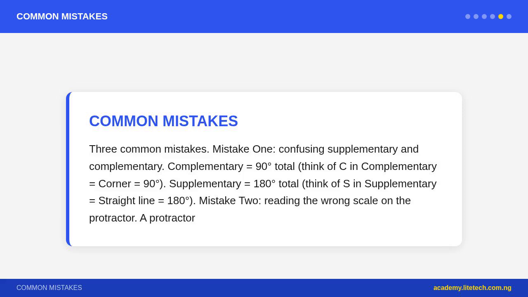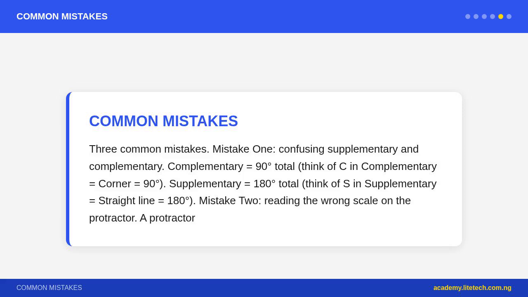Three common mistakes. Mistake 1: confusing supplementary and complementary. Complementary equals 90 degrees total. Think of C in complementary as corner, equals 90 degrees. Supplementary equals 180 degrees total, but think of S in supplementary as straight line, equals 180 degrees.